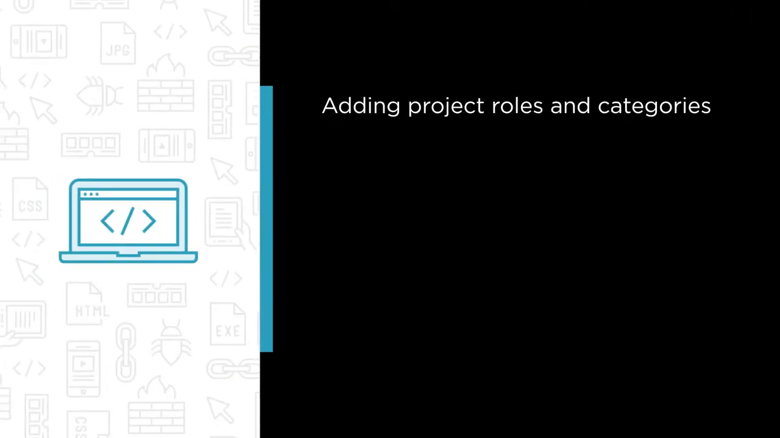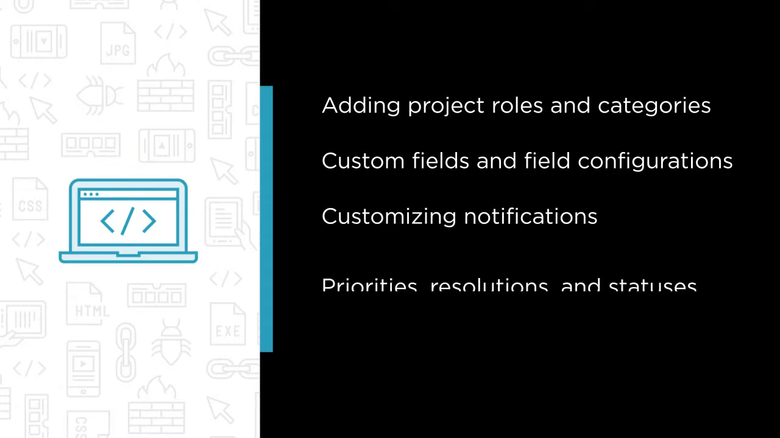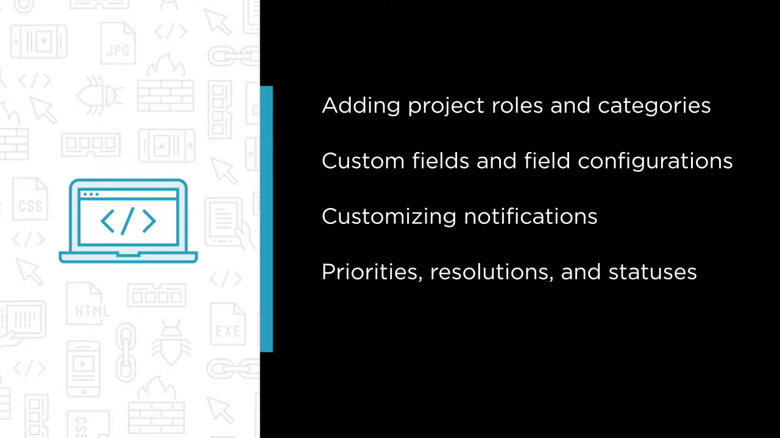We'll cover adding project roles and categories, adding issue types, adding custom fields and customizing field configurations, adding and customizing screens, customizing notifications, adding priorities, resolutions, and statuses, and creating and modifying permissions and security schemes. We may even customize your kitchen sink. Well, maybe not, but we will throw in a quick look at 2 new features in Jira Cloud, the new issue view, and next-gen projects.